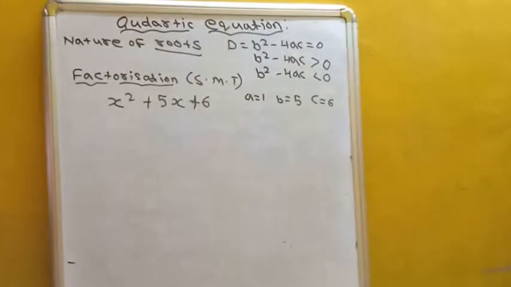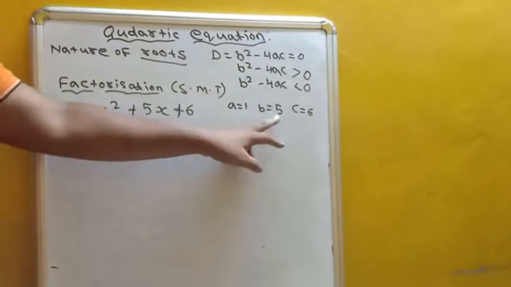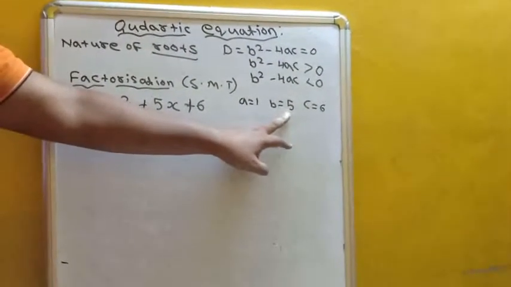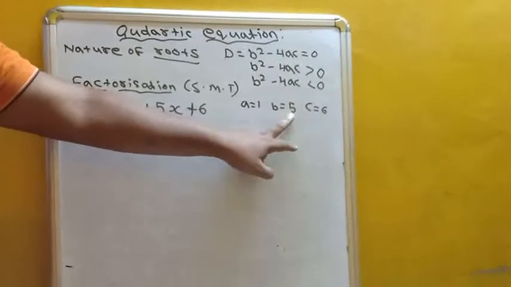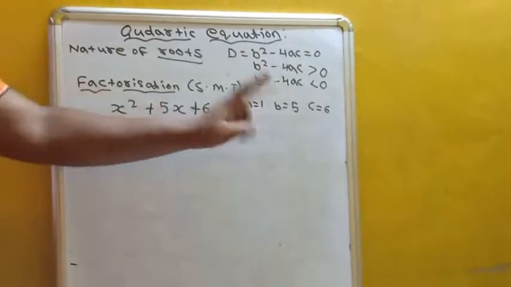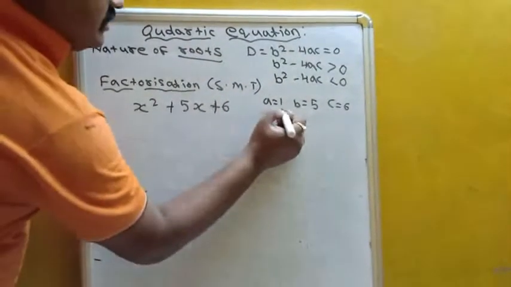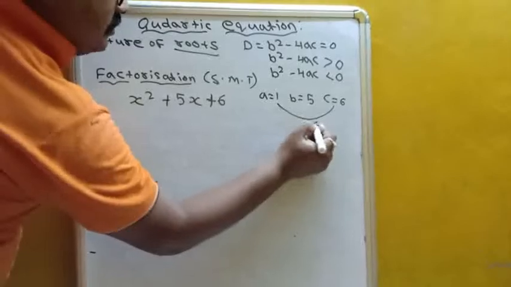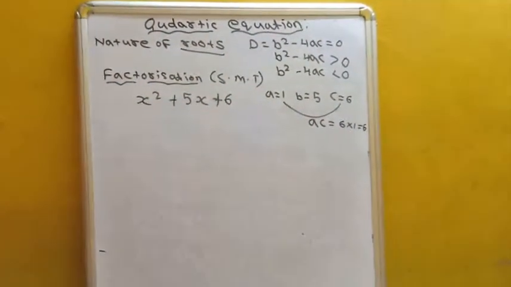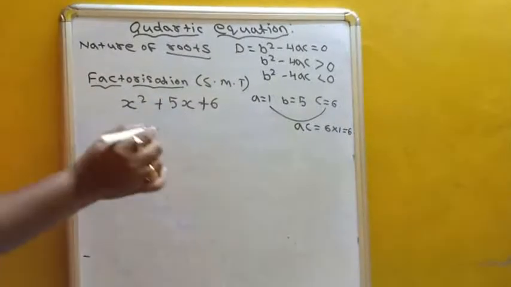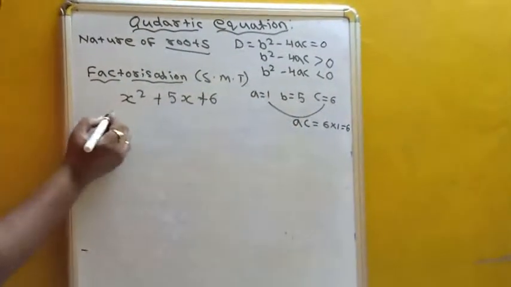So first think, what two numbers when you add, you will get 5? Think of two numbers that add to 5, and if you multiply those numbers you will get 6. 6 into 1 is 6. So when you multiply the numbers you will get 6, but when you add the numbers you will get 5.